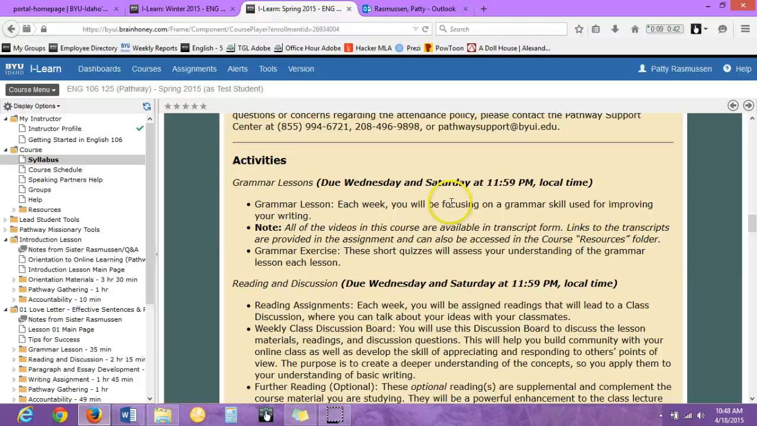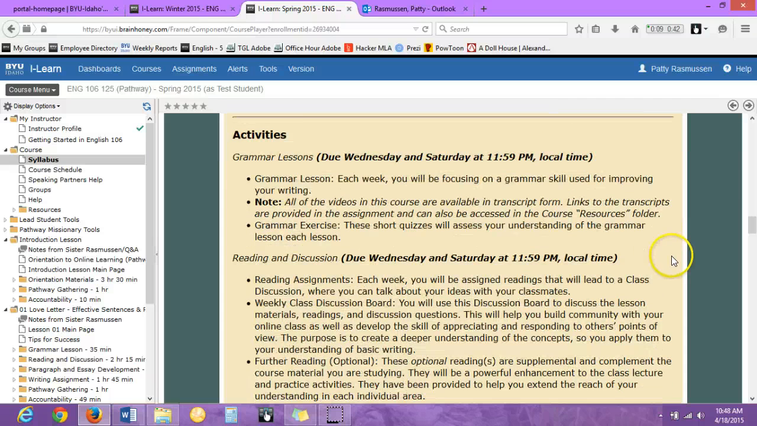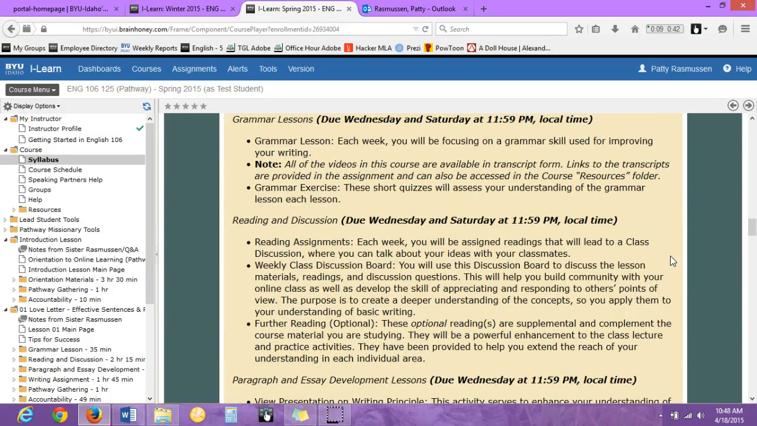In terms of different activities, again, you'll be doing some grammar lessons each week. So you want to make sure that you begin working on those at the beginning of the week so you can apply them to your writing throughout the week, and especially for whatever essay you're working on that week. Each week you will also have a reading assignment and a discussion board to complete.